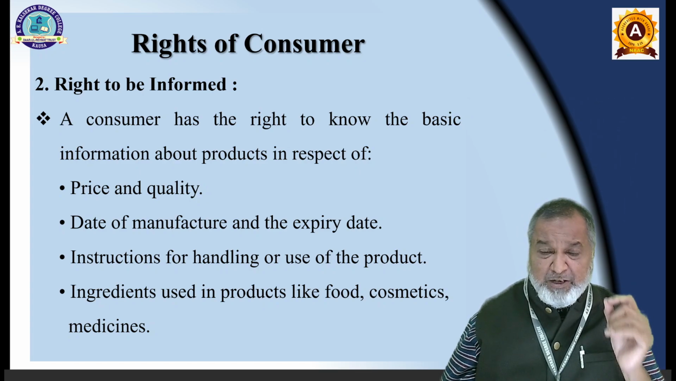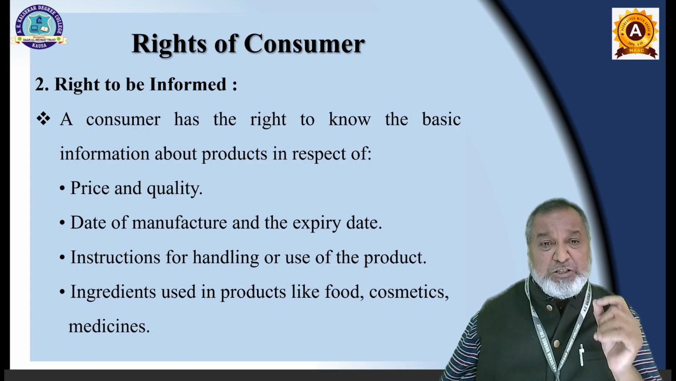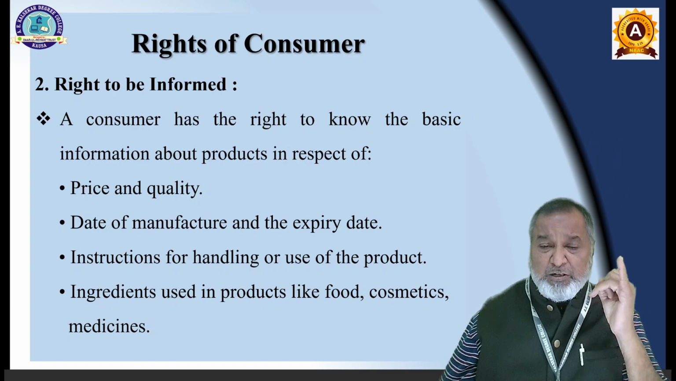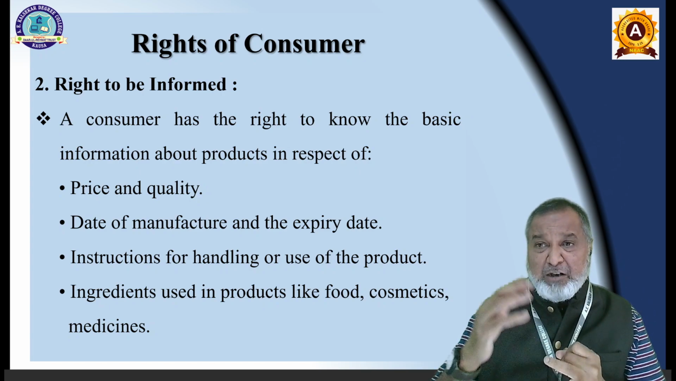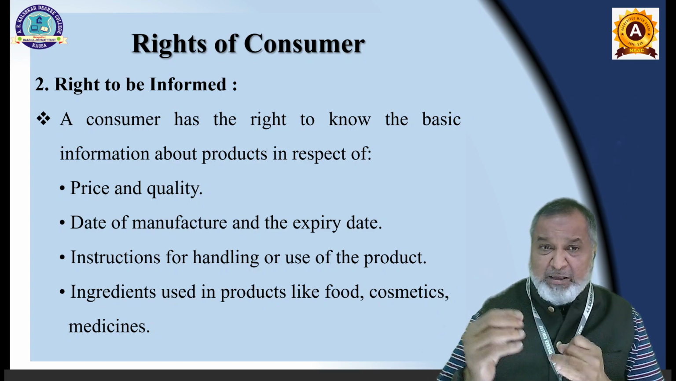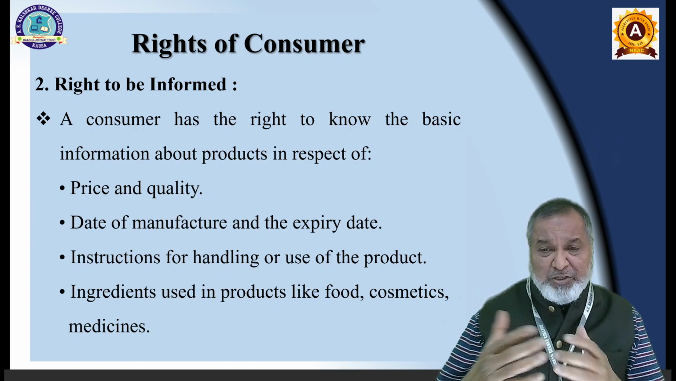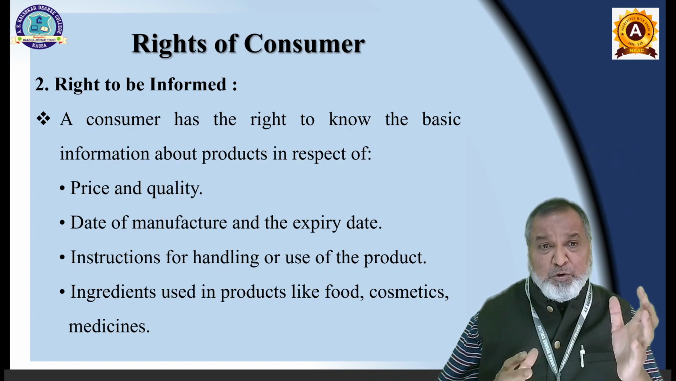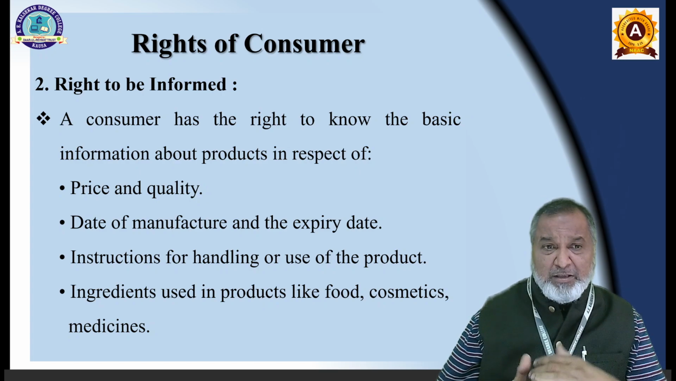So you have to see these things very carefully when you purchase anything from the market: the price, the quality, the date of manufacturing, and the expiry date. Whether it is 6 months, 12 months, 18 months, or 24 months, you have to see that, and how many days you have to utilize it, or whether you buy it and the next day it is going to expire. That is a huge one. So you have to check these things when you buy in the market.